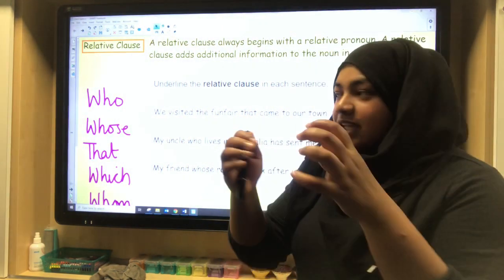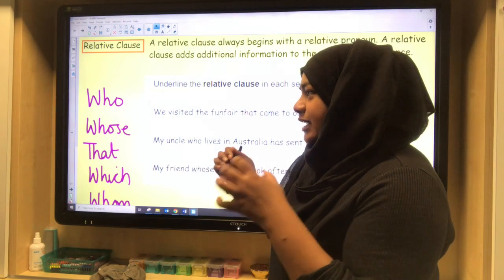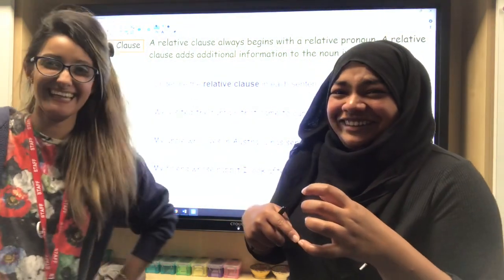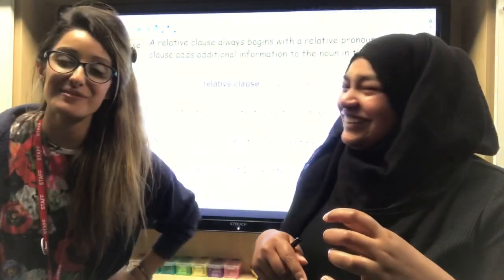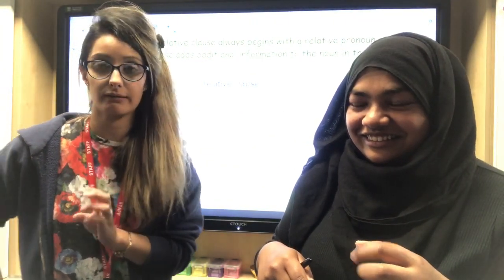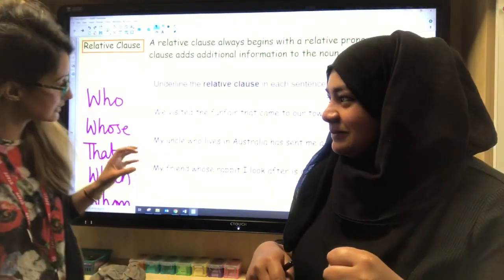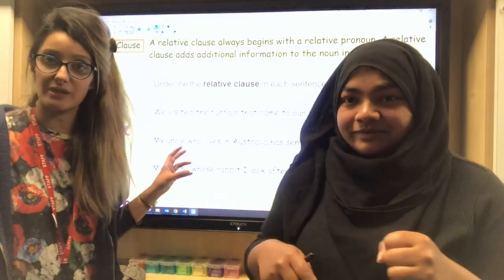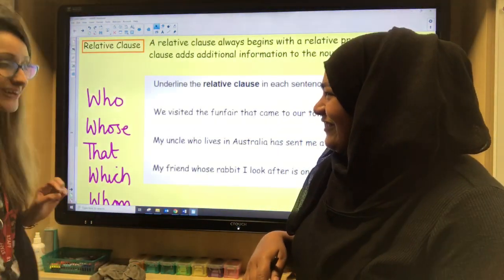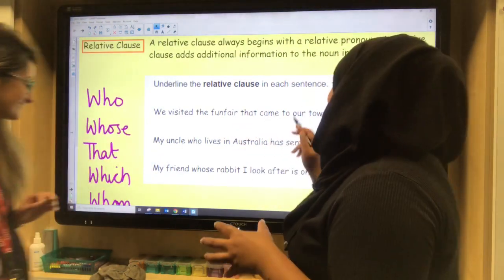If you take away the relative clause from the sentence, what are you left with, Mrs. Gale? You're left with the main clause. The main clause contains a subject and a verb, and it also makes sense on its own. The relative clause won't make sense on its own. And actually, they've made it harder here because they've not put any punctuation to help you identify it. So underline the relative clause in each sentence.